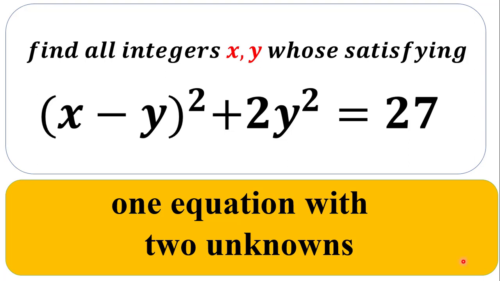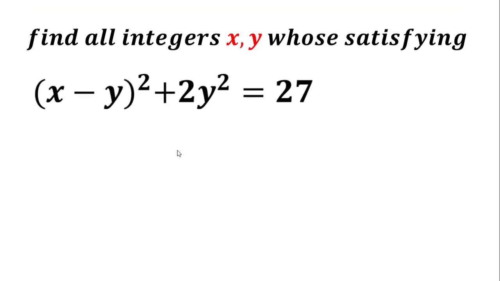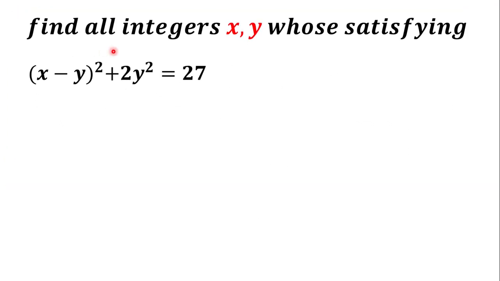In this video we're going to solve an interesting problem. We have one equation with two unknowns, x and y. We're going to find all integers x and y satisfying this equation: (x - y)² + 2y² = 27. There are different possibilities for this equation.